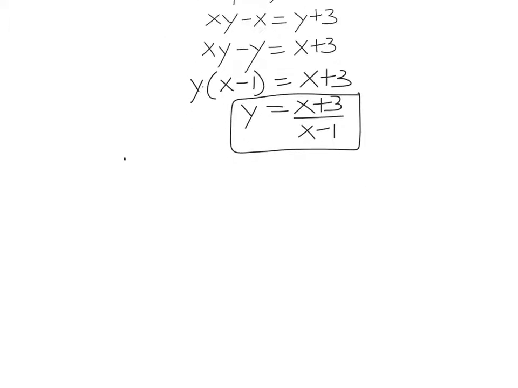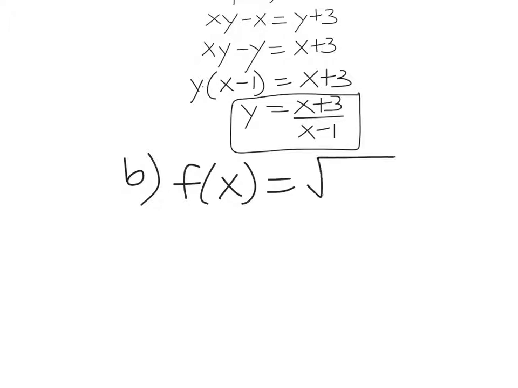B. B is f of x equals the square root of x plus 3. Okay, I want to talk about this one. This one looks easy. You're going to do it, and it's going to be nice and easy, but you're going to be wrong at the end. Sorry. Okay, so first thing you're going to do is switch x and y. x equals the square root of y plus 3.